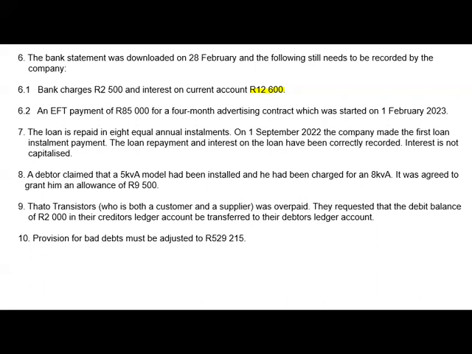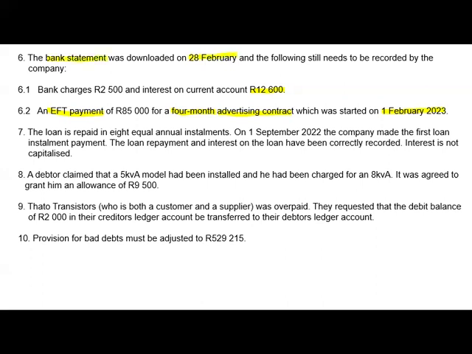Like 6.2 there, it says that EFT payment. So we didn't know about this EFT payment. What was it for? It is 85,000 for 4-month advertising. So it is for an advertising contract which started in February, covering February, March, April, May. But here's the thing. A lot of people will normally take 85,000 times 3 over 4 and then subtract that from advertising, without noticing that this transaction was never recorded. We didn't know about it until we downloaded the bank statement on the 28th of February.